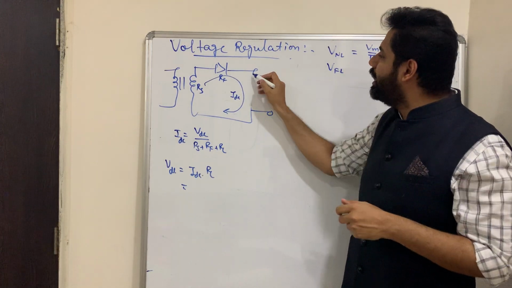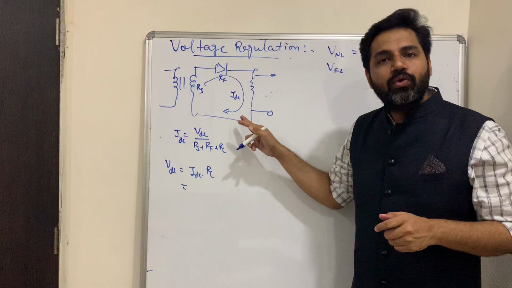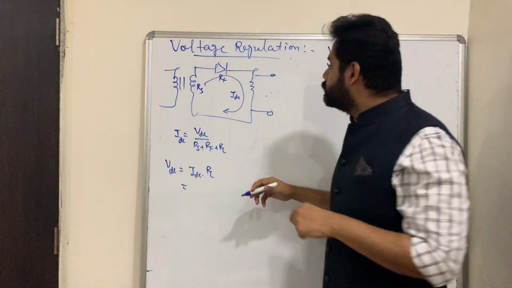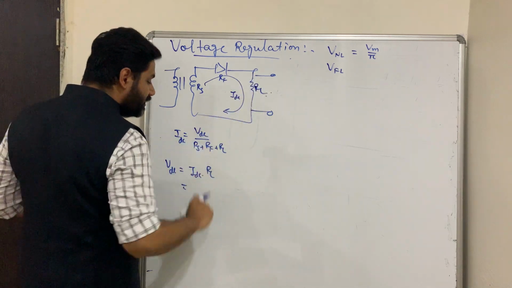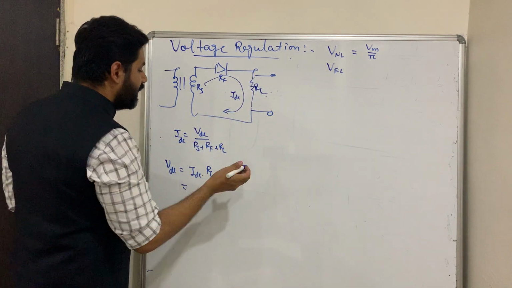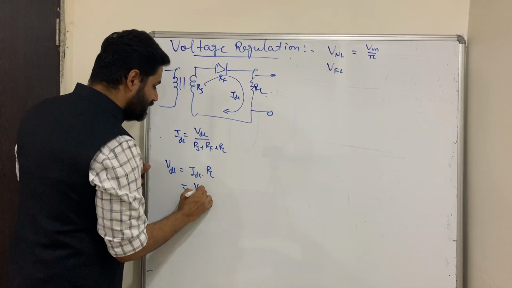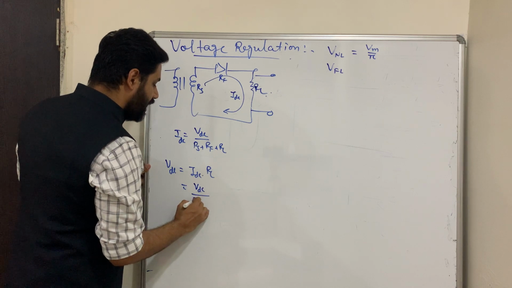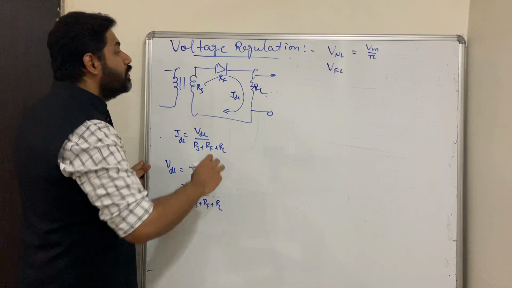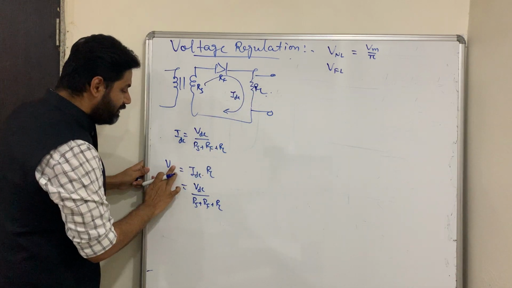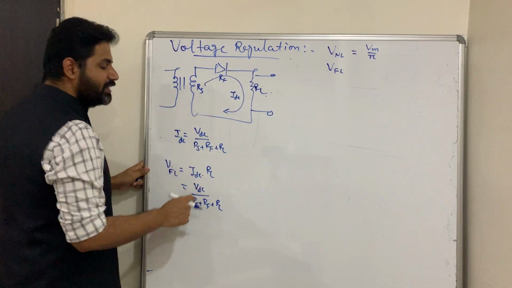पर जैसे ही तू लोड लगाएगा, ड्रॉप होना चालू हो जाएगा. क्लियर हुआ कि नहीं हुआ? सो लोड लगाया, RL लगाया, क्या हो गया? करंट आ गया तो अभी कितना वोल्टेज आया? सो IDC मल्टीप्लाइड बाय RL. व्हाट इज IDC? सो VDC divided by RS plus RF plus RL. So when my full load is connected, my full load voltage is this much.